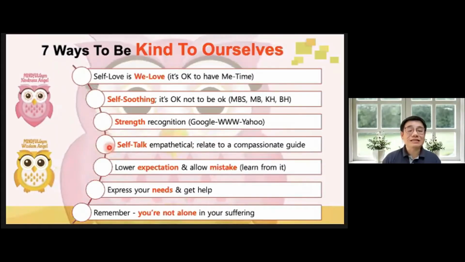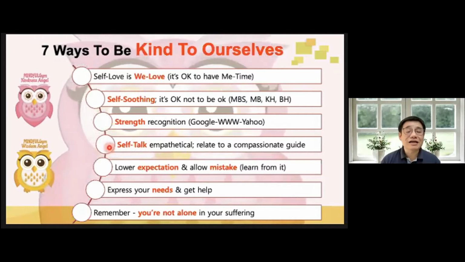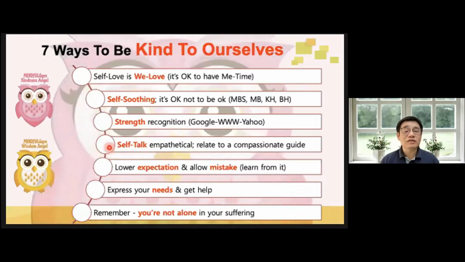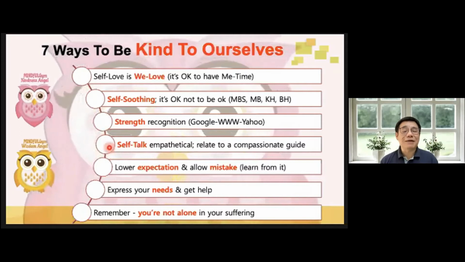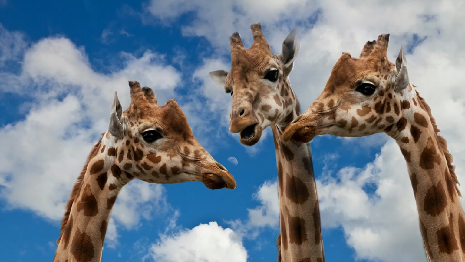Talk to ourselves empathetically. This is not talking to other people. This is talking to ourselves because it's self-kindness, right? So we learn to talk to ourselves in a kind way. A lot of people have no problem talking to people in a nice and empathetic way, but they may have problem talking to themselves in a kind and gentle way. So one of the ways to overcome this, I have this suggestion.